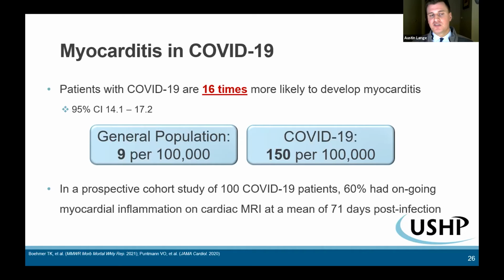In a prospective cohort study of about 100 patients with COVID-19, 60% of them had ongoing myocardial inflammation on cardiac MRI at an average of 71 days, which highlights the fact that this can be a long-standing issue, in this case over 2 months of cardiac inflammation happening. So it can certainly impact the patient beyond just their acute illness, and it's important to assess this appropriately.